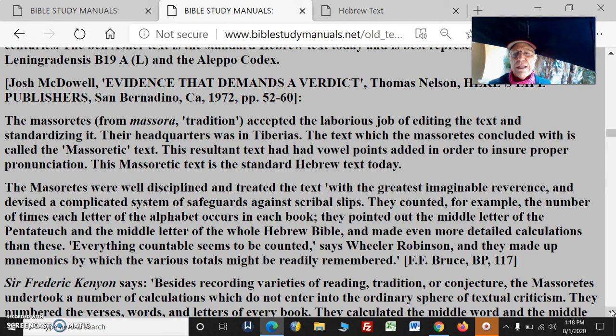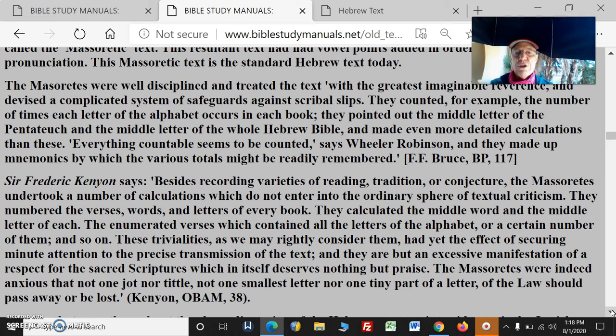They pointed out the middle letter of the Pentateuch and the middle letter of the whole Hebrew Bible, and made more detailed calculations than these. "Everything countable seems to be counted," says Wheeler Robinson, and they made up mnemonics by which the various totals might be readily remembered. Sir Frederic Kenyon says, "Besides recording varieties of reading, tradition, or conjecture, the Masoretes undertook a number of calculations which do not enter into the ordinary sphere of textual criticism.